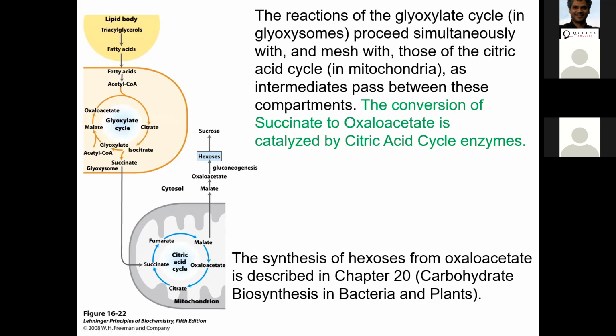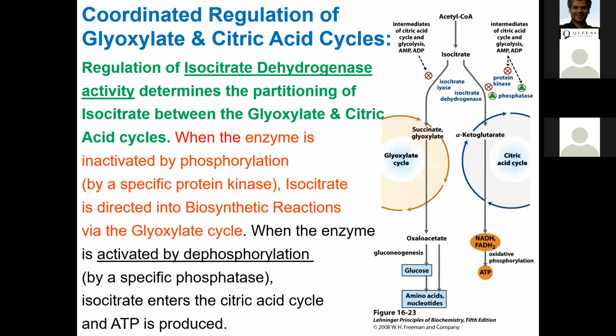So the reactions of the glyoxylate cycle can proceed independently sometimes when needed. And that depends on how the metabolites are compartmentalized into one of these compartments. And so let's look at the regulation of the glyoxylate cycle and the citric acid cycle.